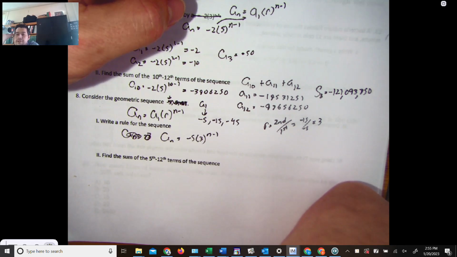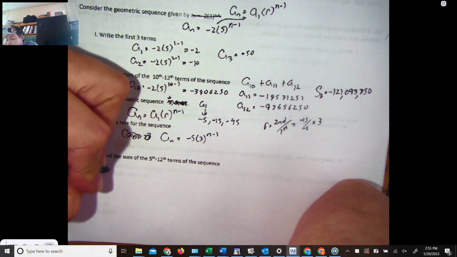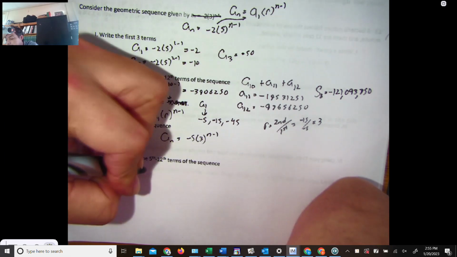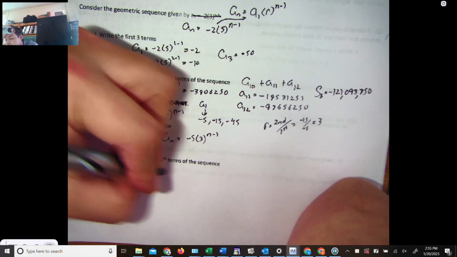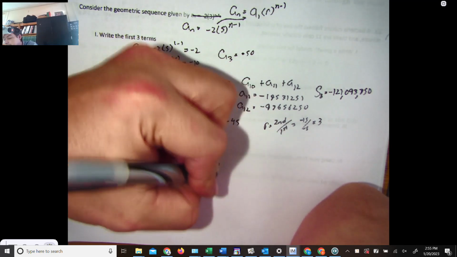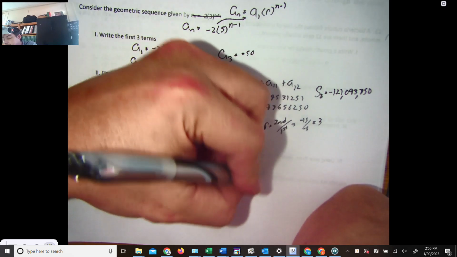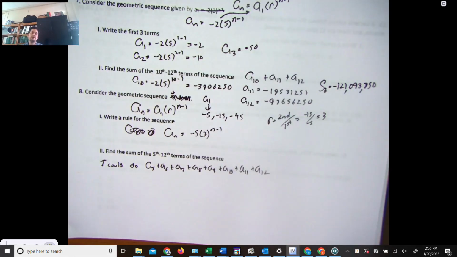I would have to do a sub 5, a sub 6, a sub 7, and I could do a sub 5 plus a sub 6 plus a sub 7 plus a sub 8 plus a sub 9 plus a sub 10 plus a sub 11 plus a sub 12. It's actually quicker to use a formula. You need to understand that. It's quicker to do a formula.